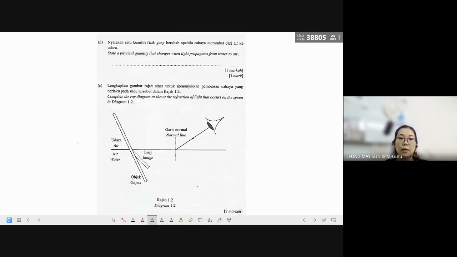Now, state one physical quantity that changes when light propagates from water to air. What physical quantity will change when it moves from water to air? There's a few answers. Speed of light, good, correct. Some more? What else? Velocity and speed both are acceptable. There's something else that changes. What else?